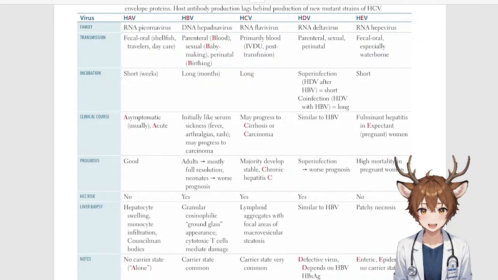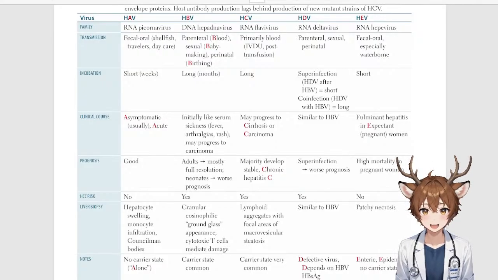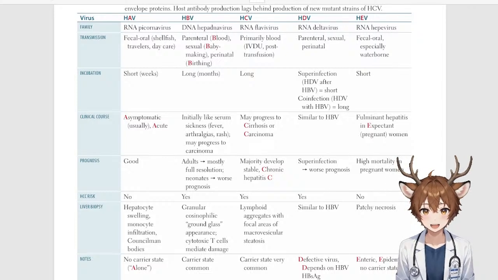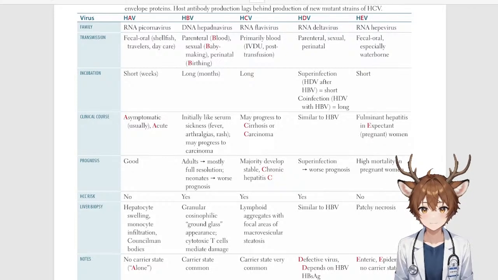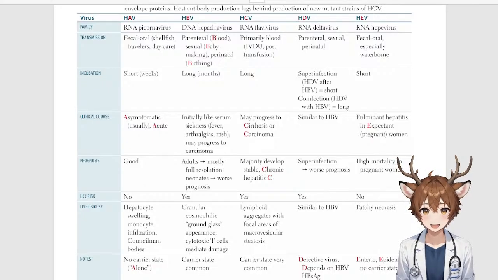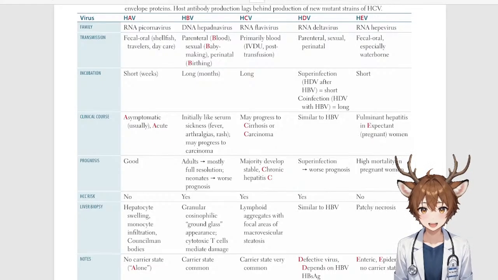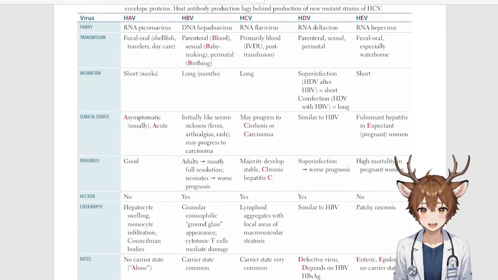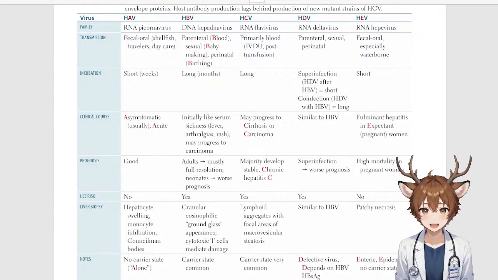What about HCV? HCV is an RNA flavivirus, primarily blood, injection drug use, post-transfusion. Incubation is long, may progress to cirrhosis or carcinoma. The majority develop stable chronic hepatitis C. HCC risk, hepatocellular carcinoma risk is present, yes. For biopsy, lymphoid aggregates with focal areas of macrovesicular steatosis. And for notes, carrier state very common.